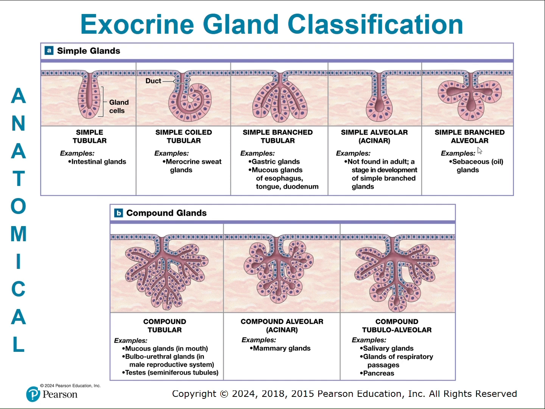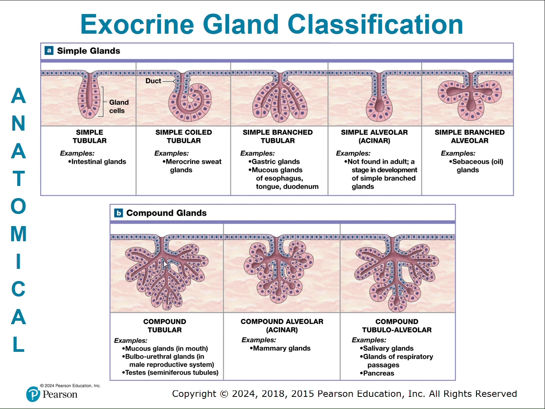So we're looking at the shape, where acinar and alveolar are basically spheres. Then you have tubes, which are long sections. They can be coiled or they can be straight. And these are all simple because there's only one single duct that the pit is going to be on. Now, when we look down here at the compound glands, they will have multiple ducts.